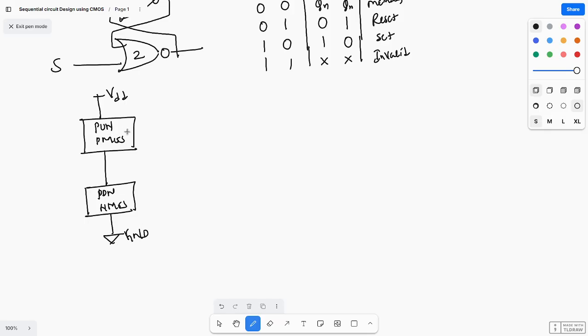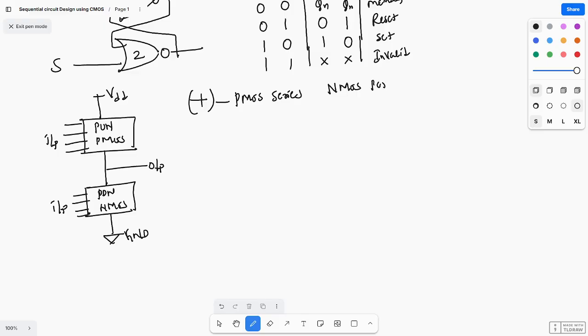Okay, this is ground, and here you are giving some inputs. Here also you are giving the inputs, and you are taking the output from here. So that means here, plus. So plus means what? Plus means PMOS will be in series, and NMOS will be in parallel.